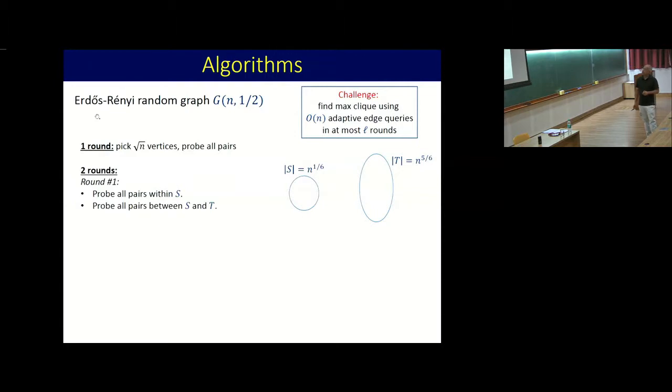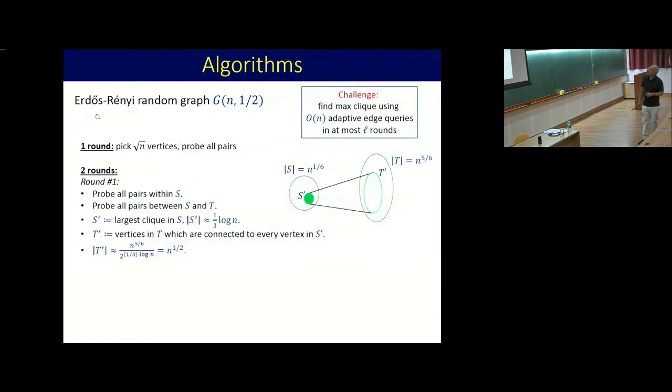So first choose a subset S of size n to the 1/6 and query everybody inside. In the same round, also ask for this versus the rest. So probe all within S, and all between S and T. Now what's the largest size clique in S you'll find? Well, use the formula 2 log n. 2 log of this is 1/3 log n. Again, everything is at the level of expectation because we just want decent probability for the algorithm.